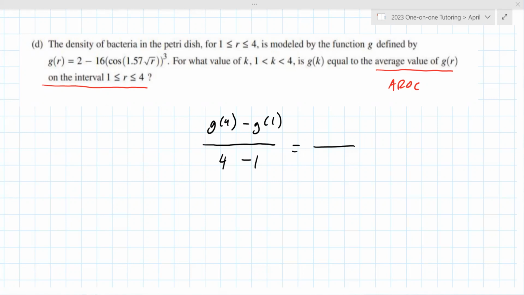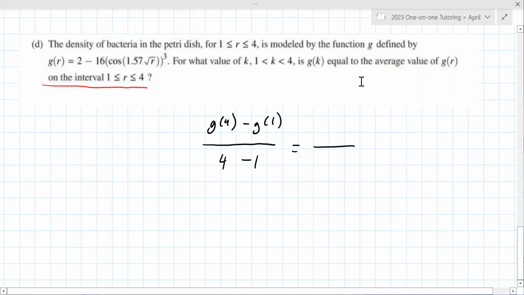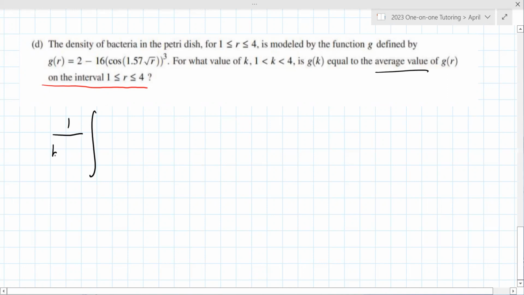Wait, so you do g(4) minus g(1) over 4 minus 1 when you solve for average value? Yes. But when you do average rate, is that different? This is asked for the average value, not the average rate. Sorry, I take that back. I'm glad you caught that. I am not paying attention. This is not correct. The average value is 1 over (b minus a) times the integral from a to b of whatever your function is, in this case g(r) dr.